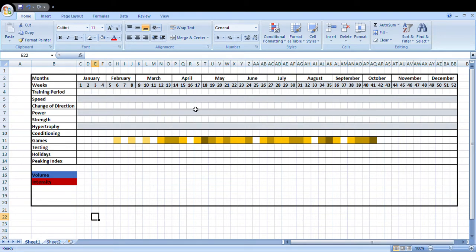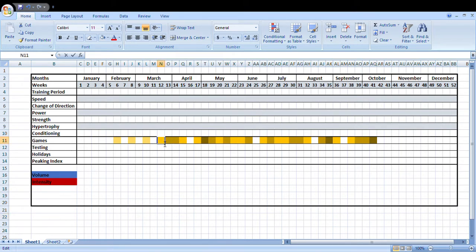So the first thing we need to take into consideration is in this template I've got laid out, all I've got is the months laid out with the weeks of the year, 1 to 52. Training periods, we will get into all of this sort of stuff, but I've also filled out when they have games. That's obviously going to be prescribed in the fixtures.